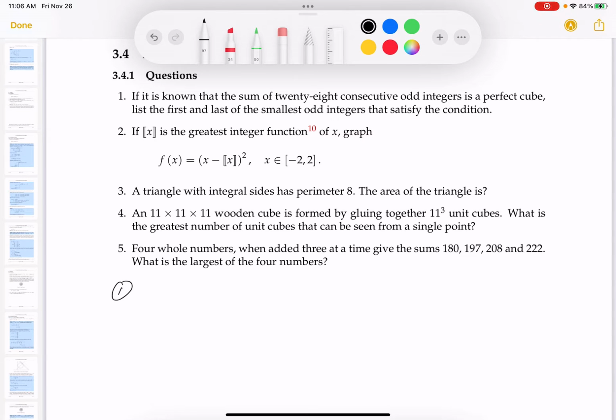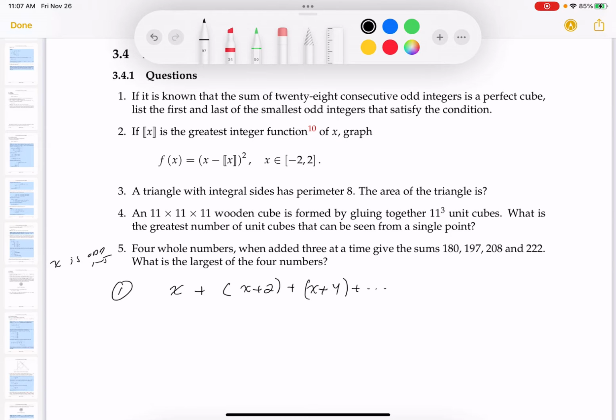If it is known that the sum of 28 consecutive odd integers, well, what I want to do is write down what a sum of 28 consecutive odd integers would look like to me. So I'm going to say x is odd. What's the next odd integer? It would be x plus 2. Again, the understanding is x is odd, an odd integer. All right? So, what's the next one going to be? x plus 4. They go up by 2.